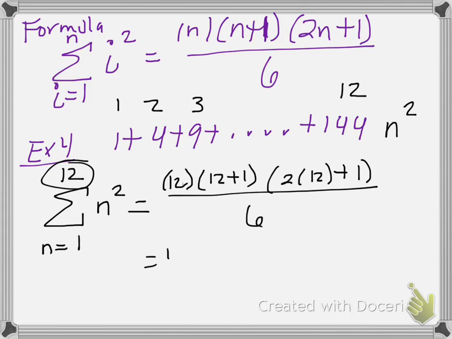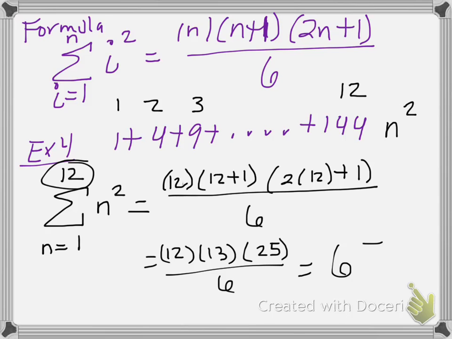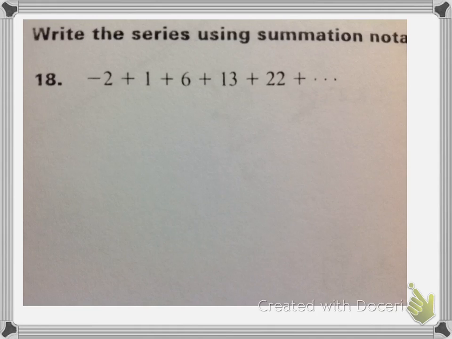So this is just really 12 times 13. And then what's 2 times 12 plus 1? 25. And all this divided by 6. So when you put into the calculator 12 times 13 times 25 divided by 6, the answer is 650.